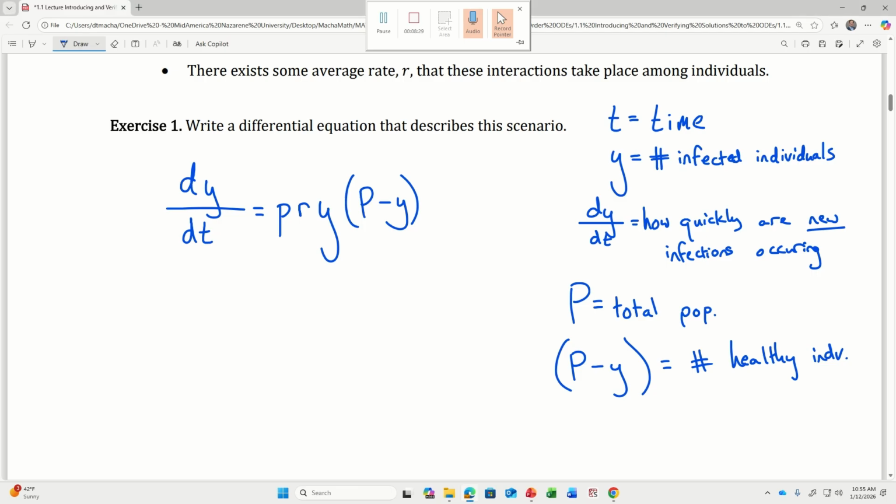For today, all we're going to say is that the rate at which new infections are occurring is going to be proportional to the number of infected people and the number of healthy people and the rate at which they're interacting and the probability that an interaction creates a new case. So that's supposed to be a lowercase p probability, and this is supposed to be a capital P population. Another thing we could do is just combine these, since these are both constants.